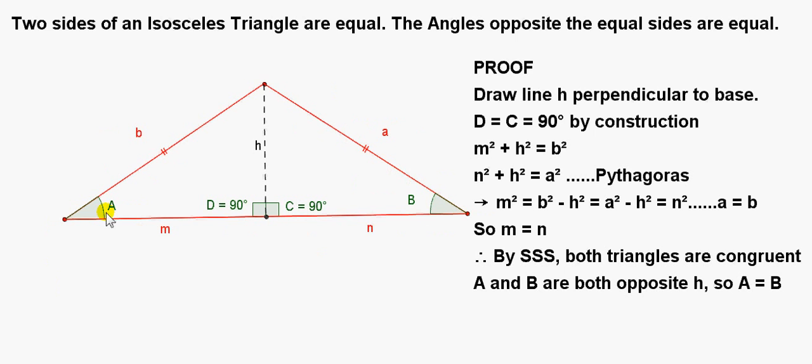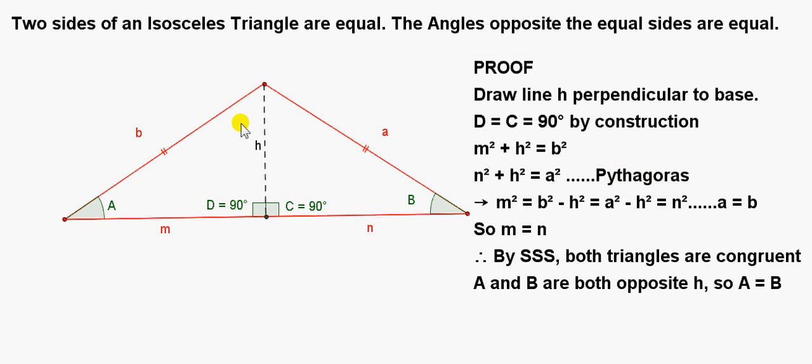To prove that angles A and B are equal, we draw in this line here, which is perpendicular to this side. Its length is h. Because it's perpendicular to this side here, these two angles are equal to 90 degrees. I'm calling them D and C. So we've two right angle triangles formed, and whenever right angle triangles come into a construction, we should apply Pythagoras.